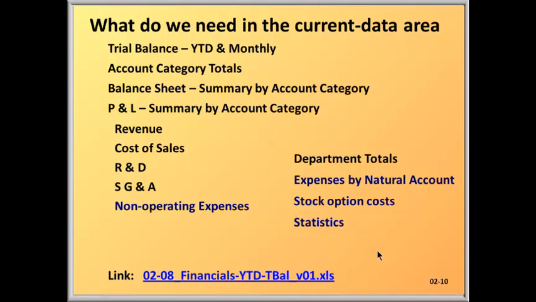So what do we need in the current data area? Well, trial balance, year to date and monthly. Totals for each account category. We need the balance sheet with a summary by account categories, profit and loss with summaries by account categories. And we may want to deal with the revenue, the cost of sales, maybe R&D, salaries, general and administrative expenses, non-operating expenses. So they'll come out of the P&L, but we also may want department totals. We may want an analysis of expenses by natural account. We might want to look at our stock option costs, and we may need statistical reports.